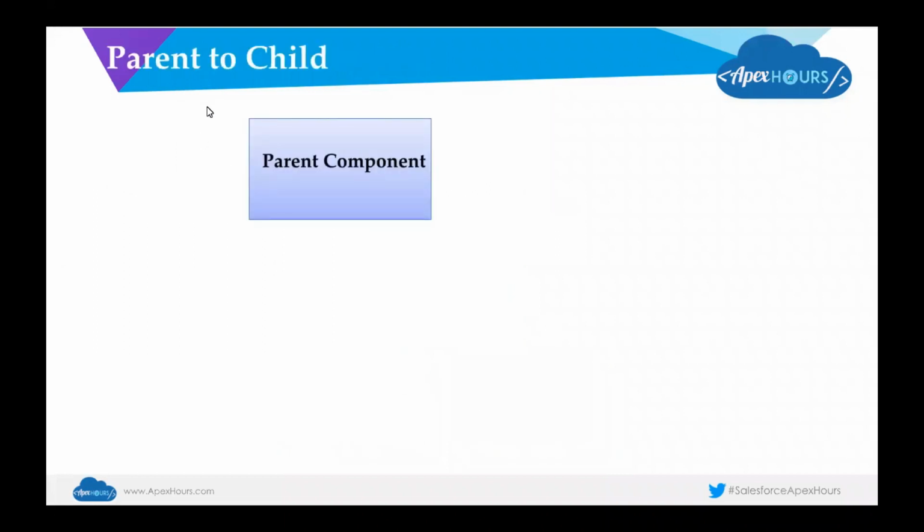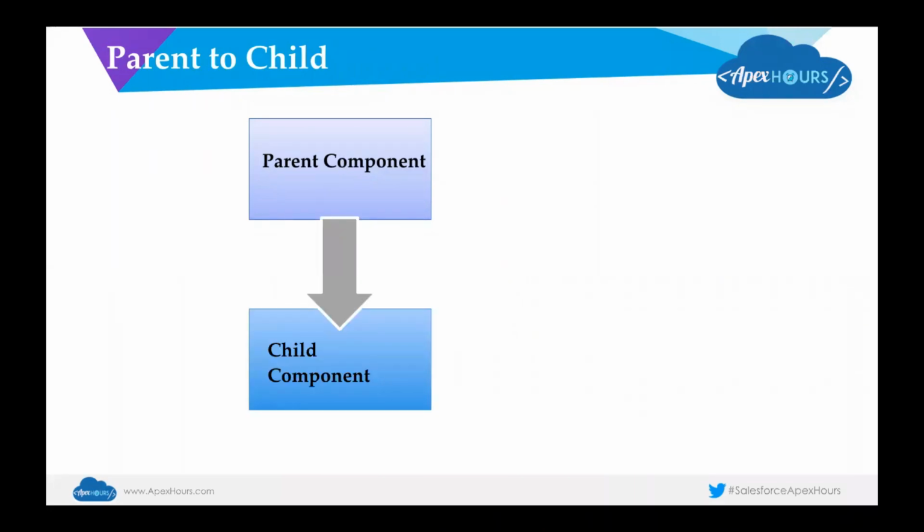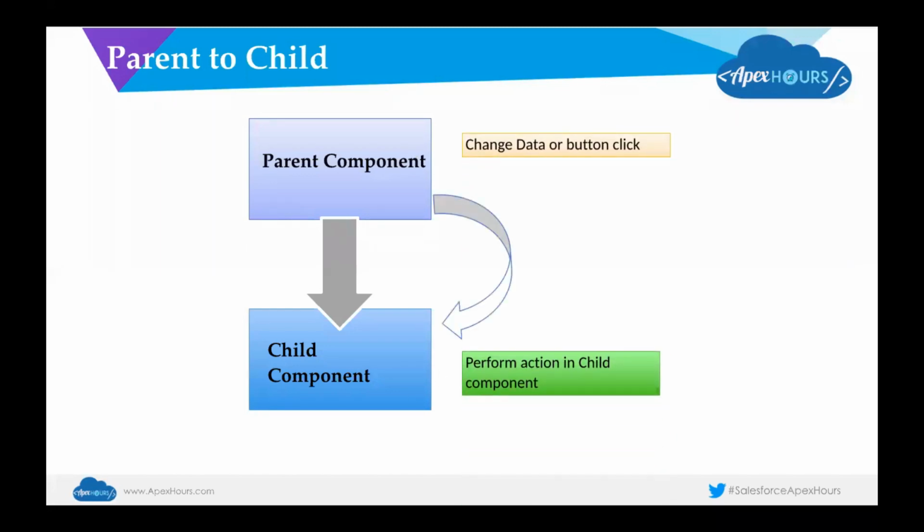For parent to child, we have created a component called parent component, and inside that component we have got a child component. Now if we have some kind of properties here in the parent component, and we wanted to send some value to our child component, how can we do that? We are changing some data or we are clicking on a button on a parent component.